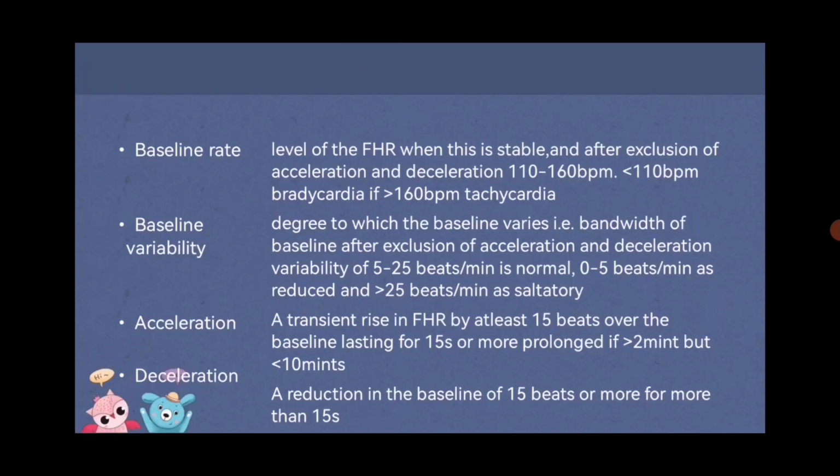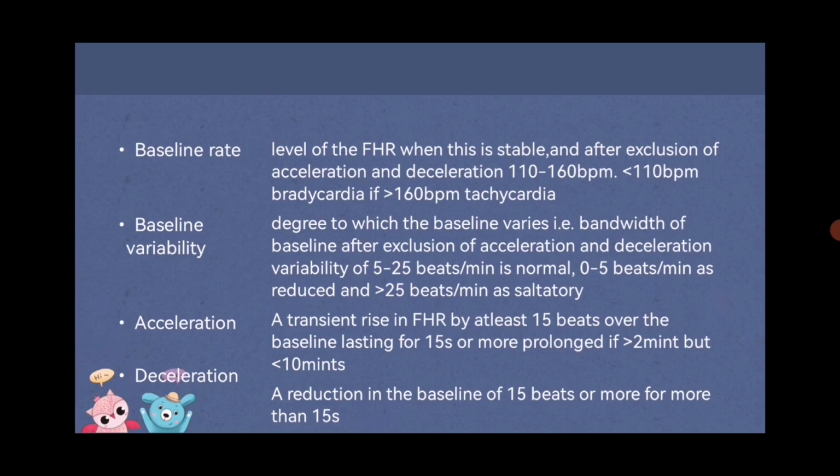Now what is baseline rate? The level of fetal heart rate when this is stable and after exclusion of acceleration and deceleration. Normal is 110 to 160 beats per minute. When it is less than 110 beats per minute, it is called bradycardia, and if it is more than 160 beats per minute, it is called tachycardia.